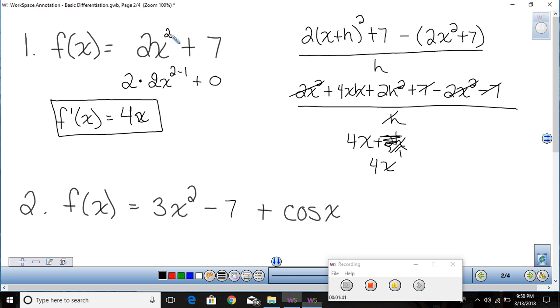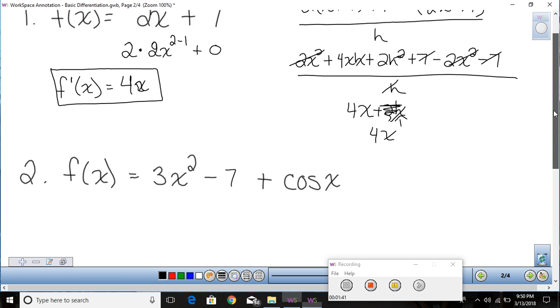So essentially all you're doing is pull this down and multiply if there's a number in front. So 2 times 2 is 4, decrease by 1, so you have 4x. This is just 0, you're done. And bada bing, bada boom.